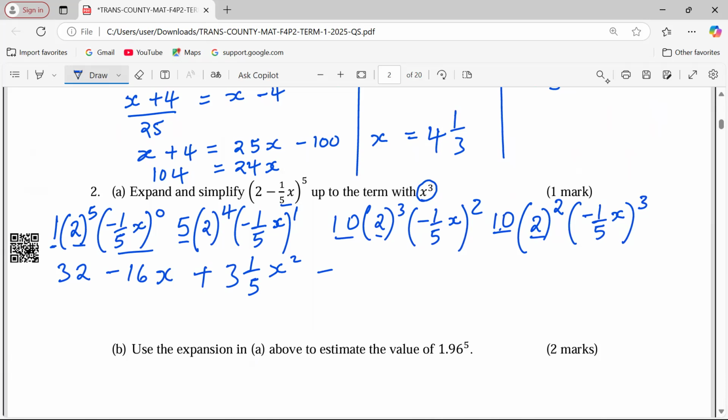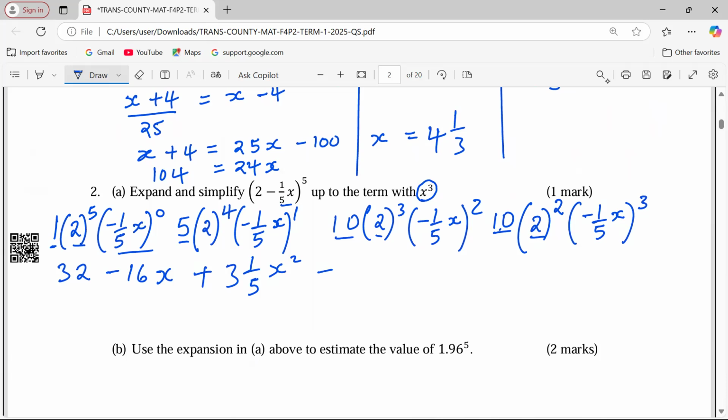Then in the last term, we will have a minus 10 multiplied by 2 power 2, which is 4, that is 40. Then negative 1 over 5 x power 3. It shall remain with a negative because the power here is odd. When the power is odd, then we get the negative retained. When the powers are even, we usually have a negative to simplify another negative. But here, one negative shall remain without being simplified.